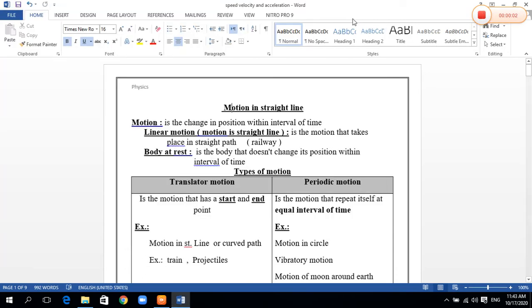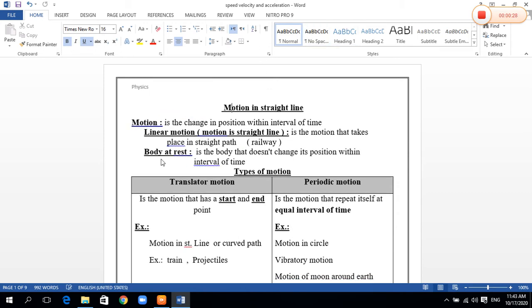Now we are going to talk about the motion in a straight line. Motion is the change in position within an interval of time. Linear motion is motion in a straight line. So this is the simplest form of motion, and we are studying the linear motion, or the motion in a straight line in one direction, in order to study the properties of this motion.